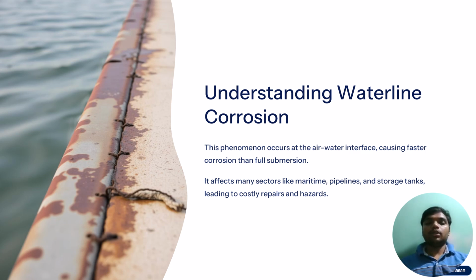Differential aeration cells, in short DACs. Waterline corrosion is often driven by the formation of DACs. When different parts of a metal surface have varying oxygen levels, it creates an electrochemical reaction. The area with lower oxygen becomes anodic, where oxidation occurs, while the area with higher oxygen becomes cathodic, where reduction occurs. This difference leads to localized corrosion.